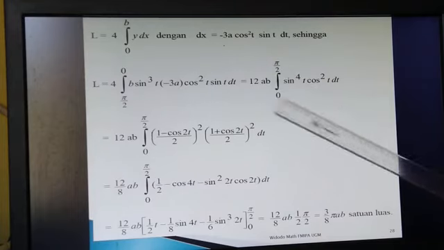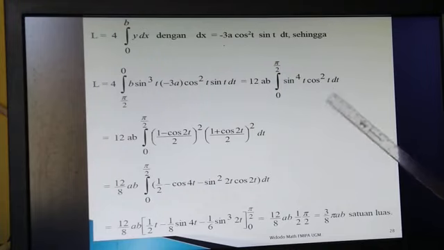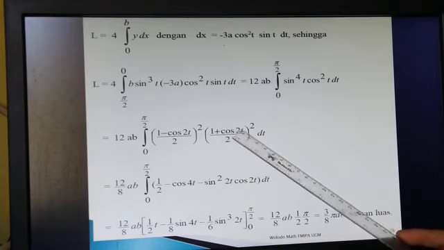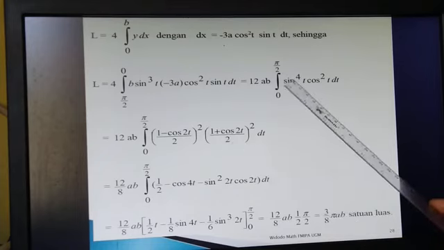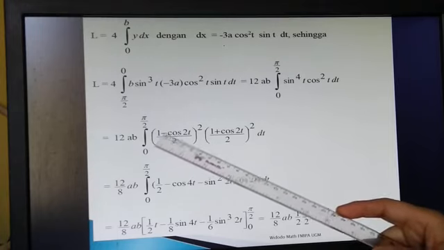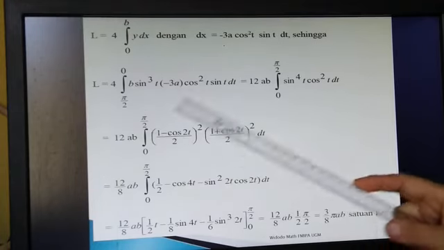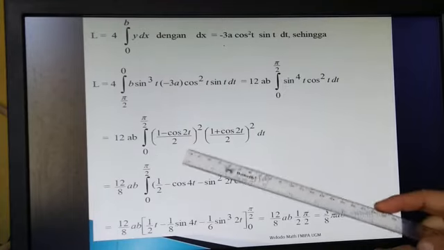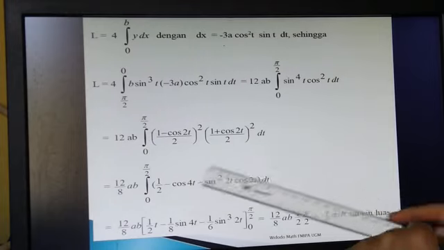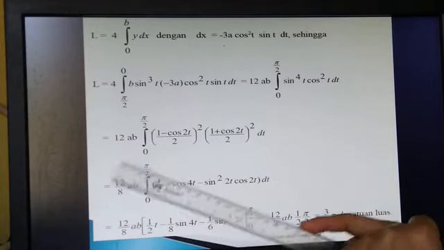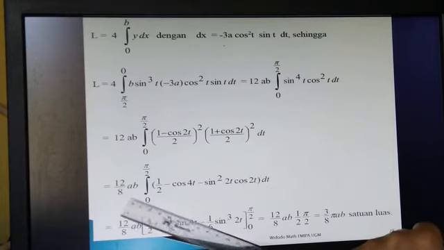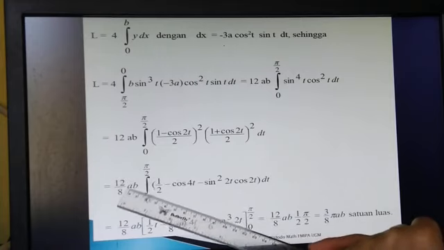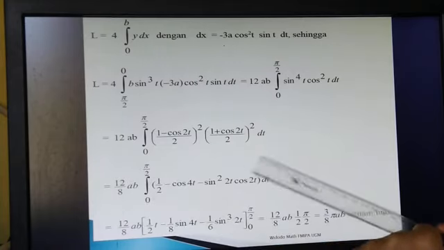So altogether we have this. By using simple calculation, cos^2 θ is equal to (1 + cos 2θ)/2, and sin^2 θ is equal to (1 - cos 2θ)/2. So this integral becomes this integral. By using very simple calculation, we have in the second row from the bottom 12 divided by 8 times this integral.